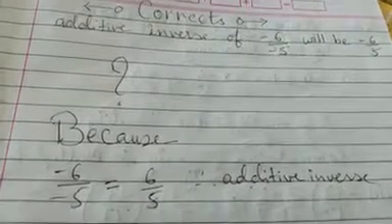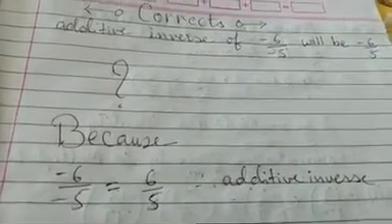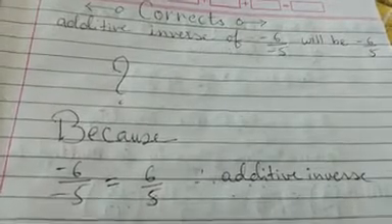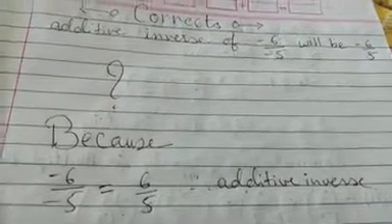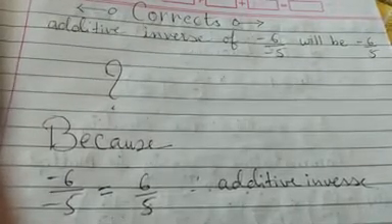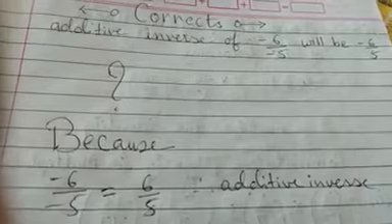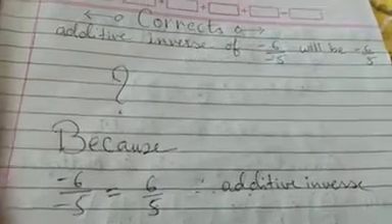You just see, in the question it's given, write the additive inverse of minus 6 upon minus 5. Originally minus 6 upon minus 5 is not a negative rational number, it is positive. Okay, the answer will be minus 6 by 5. Why? You can see the explanation here.